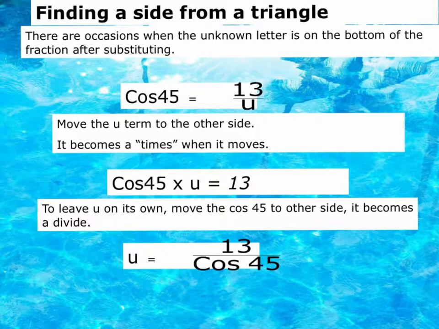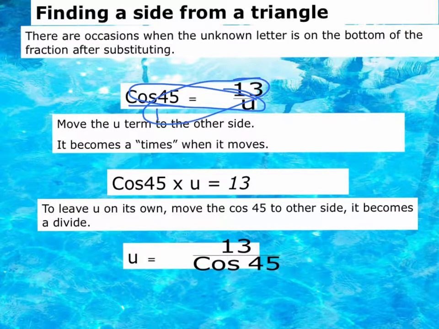That last slide was one type of example of finding a side from a triangle, but there are occasions when the unknown letter is on the bottom of the fraction after substituting. So you could get something like this: cosine of 45 equals 13 over u. U would be the hypotenuse, 13 would be the adjacent side to 45 degrees. In order to do this, we're going to do cross multiplication again. Put this all over 1, cross multiply, and I would get u equaled cosine.